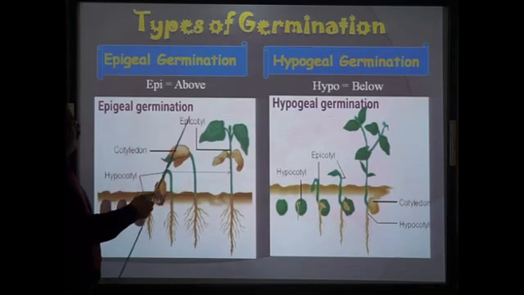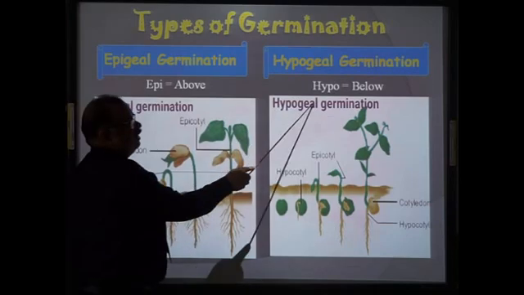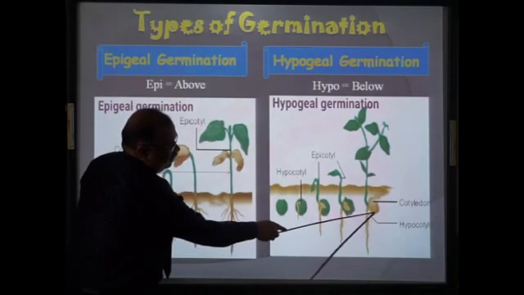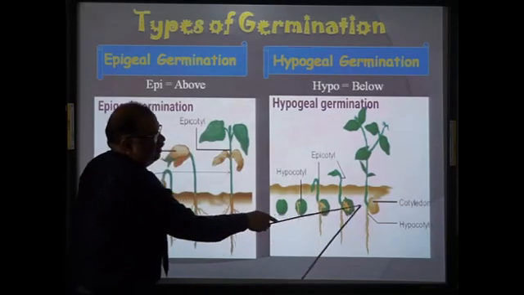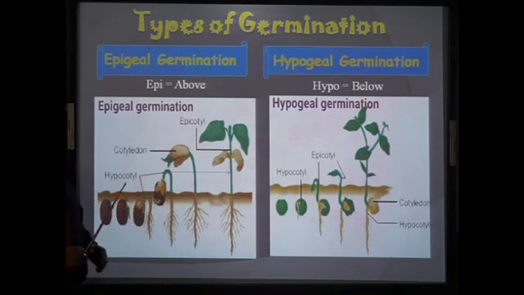So, in epigeal germination, you will find the cotyledons coming out of the soil, above the soil. And in hypogeal, which is below, you can see the cotyledons are there below the soil. It doesn't come up. So, that is the basic difference. You can find out which one is epigeal and which one is hypogeal. Okay?